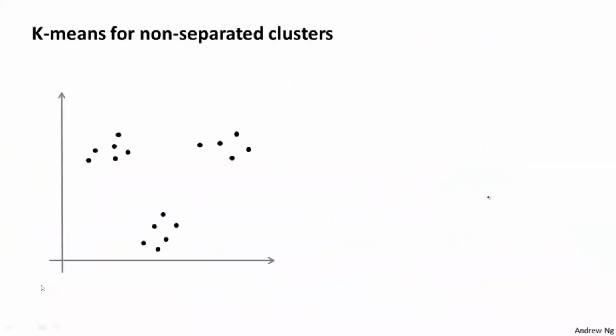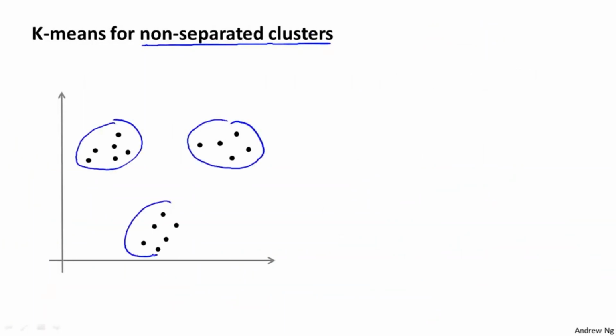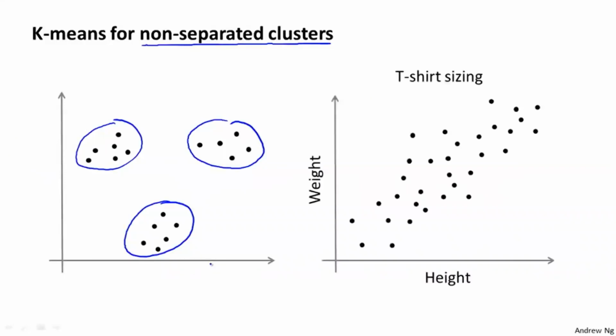Before wrapping up this video, I just want to tell you about one other common application of k-means, and that's to problems with non-well separated clusters. Here's what I mean. So far we've been picturing k-means applied to data sets like that shown here, where we have 3 pretty well separated clusters, and we'd like an algorithm to find the 3 clusters for us. But very often k-means is also applied to data sets that look like this, where there may not be several very well separated clusters.